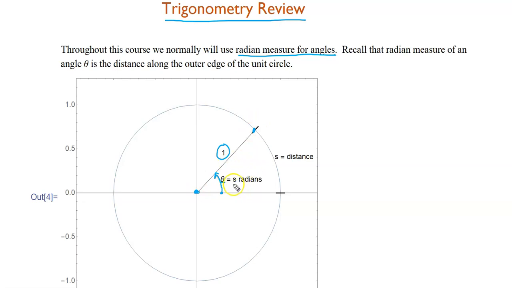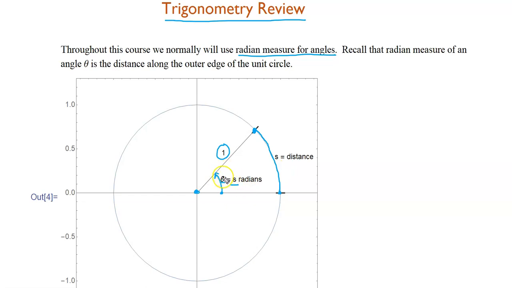And we have theta listed as equaling s radians in this picture. Now that s is some number that would be given to us. So what does that s actually represent? Well, that s represents the distance along the outer edge of the unit circle, from this point, which is (1, 0) on the x-axis, up to the line segment determining the terminal side of the angle. That's what radian measure represents.